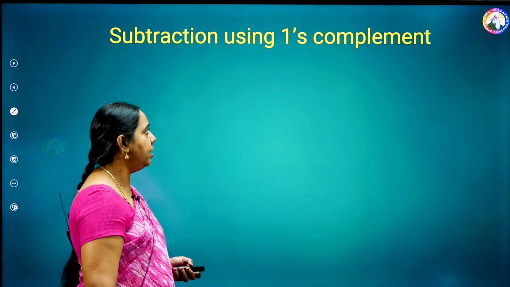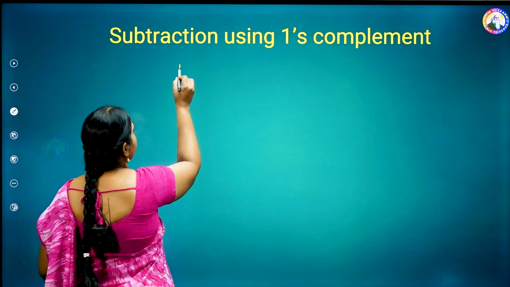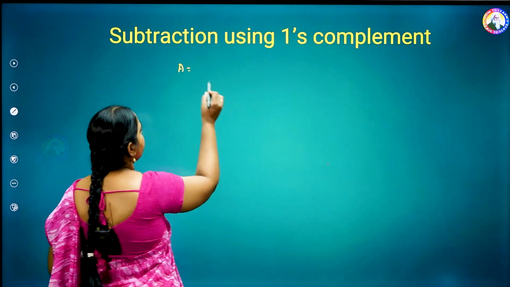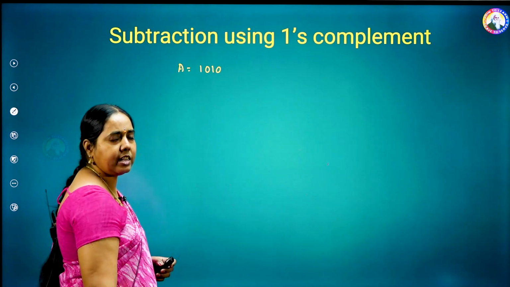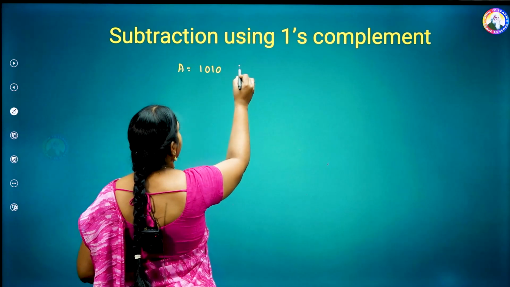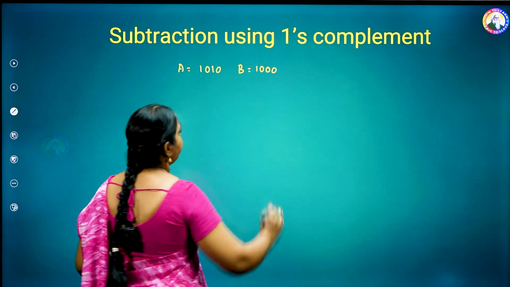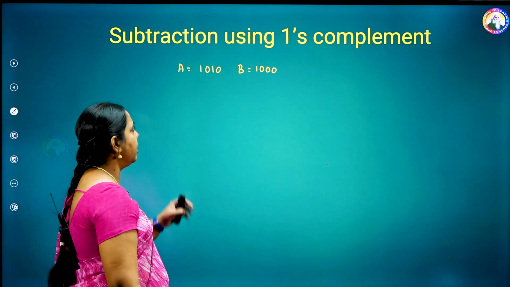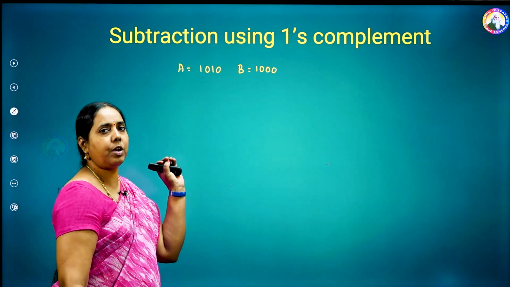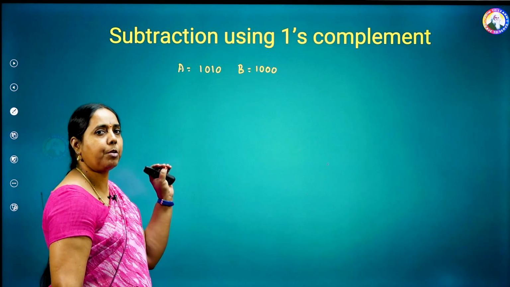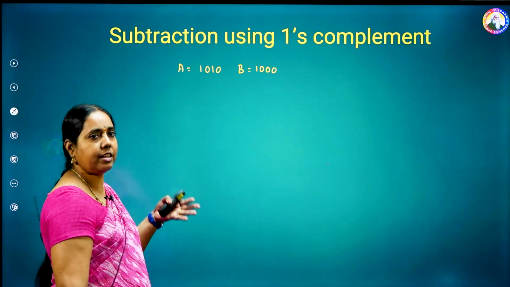Let's see one example. Here I am taking A equals 1 0 1 0 and B equals 1 0 0 0. In general, A, 1 0 1 0, represents 10, and B, 1 0 0 0, represents the decimal number 8. So what is 10 minus 8? You know it is 2. I need to get that result.